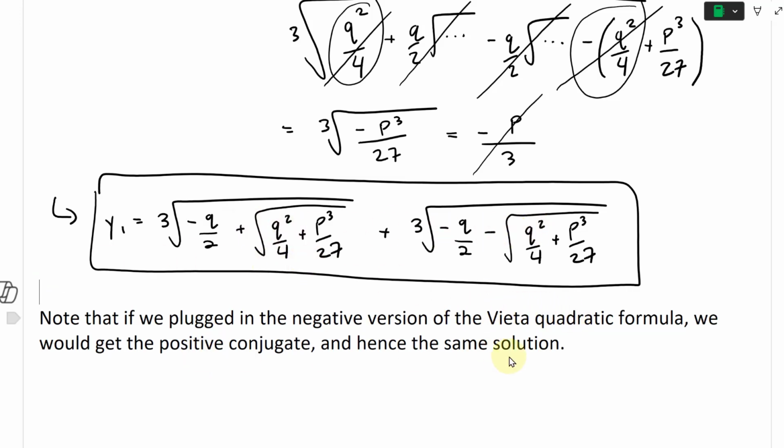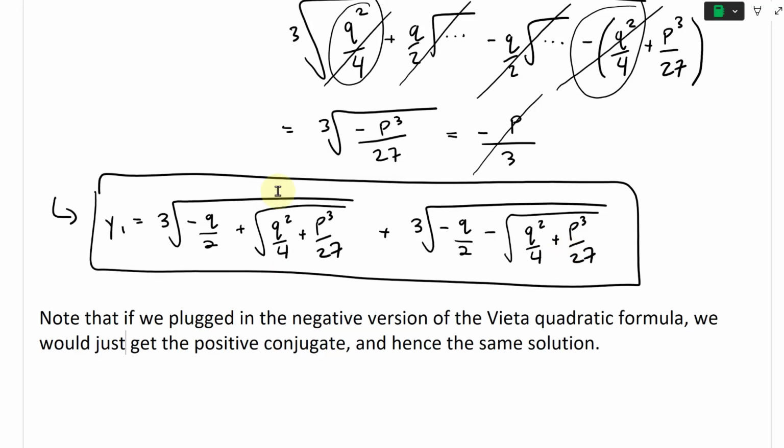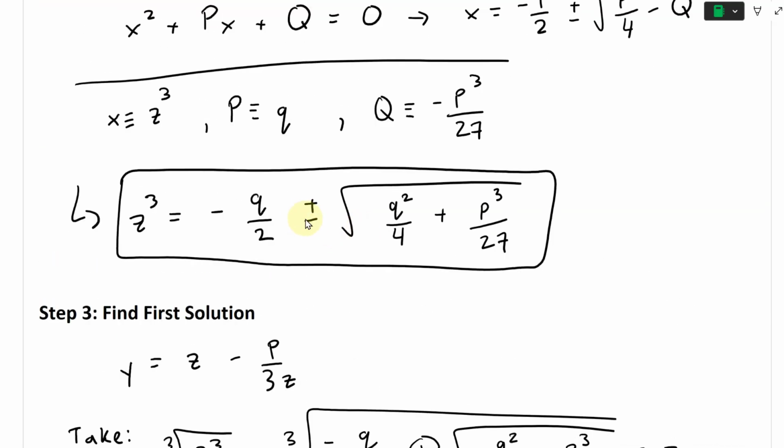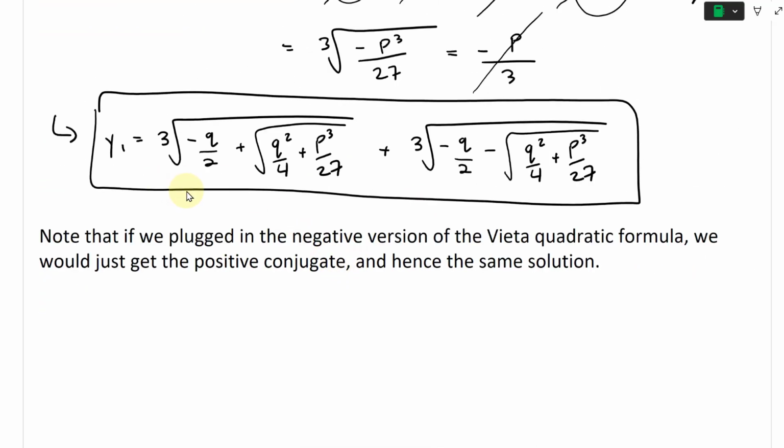So in other words, this would be a negative, this would be a plus, and again interchangeable. So we would just get the positive conjugate, and hence the same solution. So this is the solution for y1; regardless of which one you take, plus or minus, you're going to get exactly the same thing there.